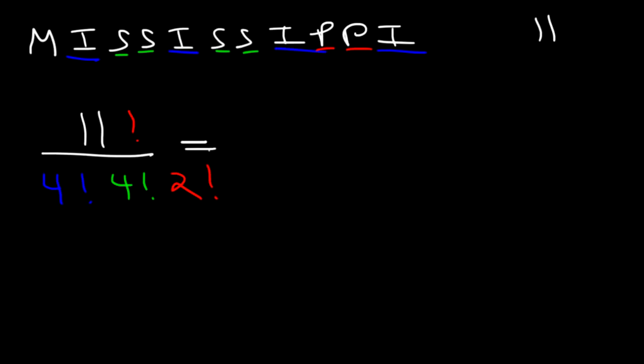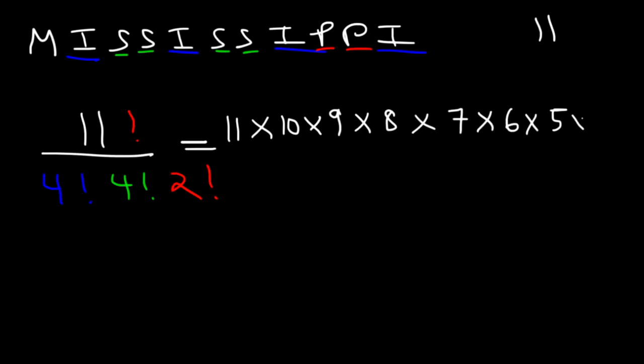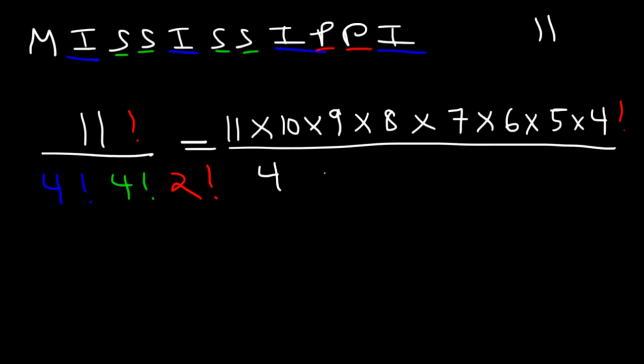So this is going to be 11 times 10 times 9 times 8 times 7 times 6 times 5 times 4 factorial, divided by, I'm going to leave the first 4 factorial the same. I'm not going to change it. And the other 4, I'm going to write it as 4 times 3 times 2 times 1. And then 2 factorial, 2 times 1. So we can cancel 4 factorial.